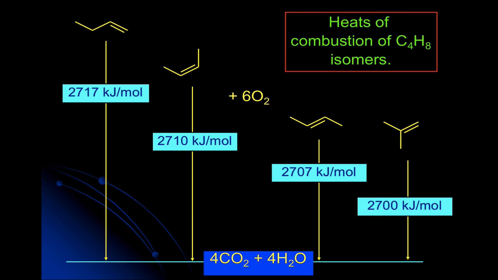2717 kilojoules per mole of heat. If you burn this hydrocarbon, you get 2710. If you burn this, you get 2707. If you burn this, you get 2700. Okay? The more stable means it's lower in energy, right? And they're all going to 4 carbon dioxides and 4 waters. So the amount of heat that we get out of burning these things tells us how stable these molecules are. Okay? And so you can actually get a lot of information by just burning something. Okay? And so we know now that a monosubstituted is less stable than a disubstituted, and the trans is more stable than the cis, so on and so forth.